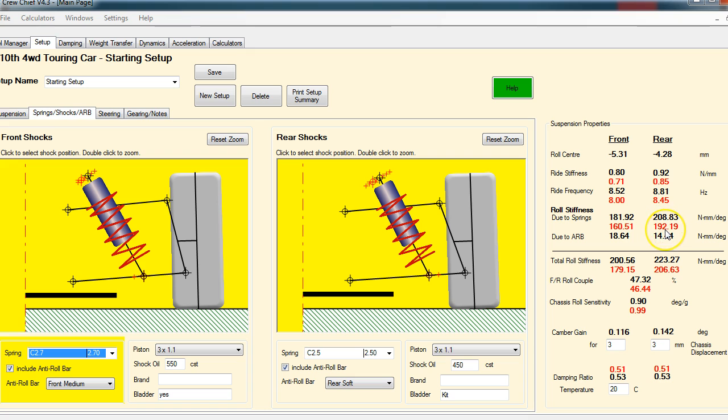Now, one thing about ride frequency is generally you want these numbers to be fairly close together, and particularly the rear should be slightly higher frequency than the front. This is more important in off-road applications where you're dealing with a lot of bumps. On-road where it's a smooth surface, it's not as critical. So that's ride frequency and ride stiffness.